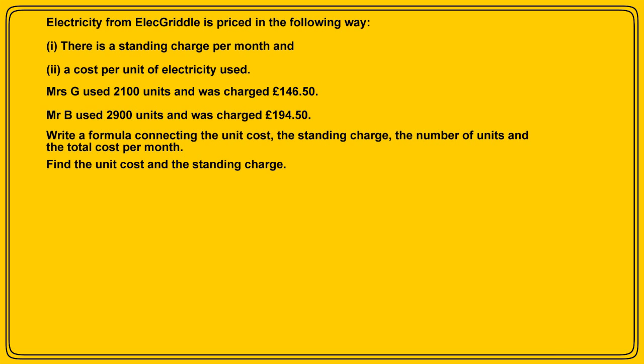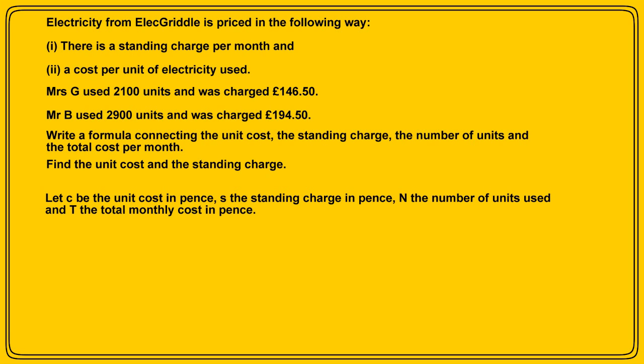Now, the next thing we must do is to define the variables we're going to use very carefully. Let's begin with the unit cost. We write, let C be the unit cost in pence. Notice the words in pence. This not only tells the examiner what we're doing, it also makes it clear in our minds that we're dealing with pence and not pounds. Similarly, S will be the standing charge in pence, N the number of units used, and T the total cost, again in pence, per month, and we can add these onto the end of that sentence.